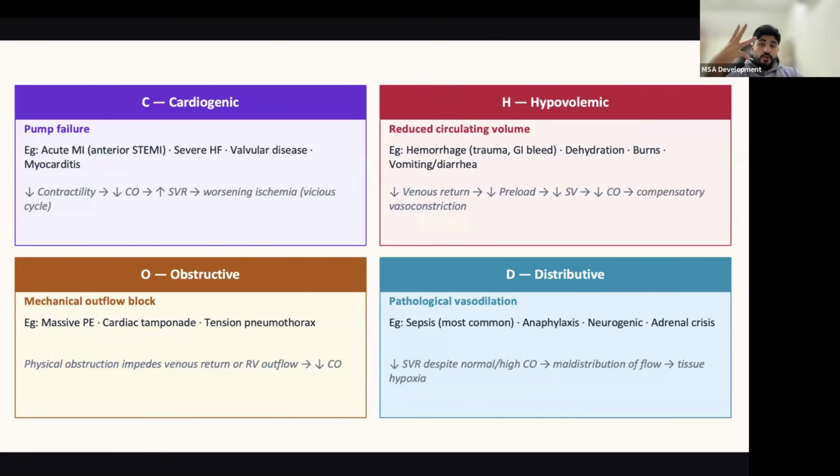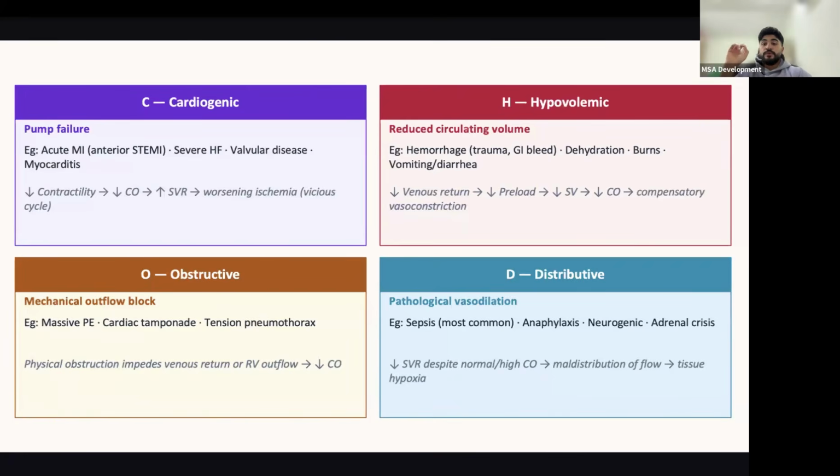Okay. Third one is your obstructive. Something is obstructing the venous return or the right ventricle outflow. Okay, something is stopping the blood going from the heart to the lungs. Okay, so this could be due to massive pulmonary embolism, could be due to a cardiac tamponade or tension pneumothorax. You will have a drop in your cardiac output, and then you'll enter the same vicious cycle.